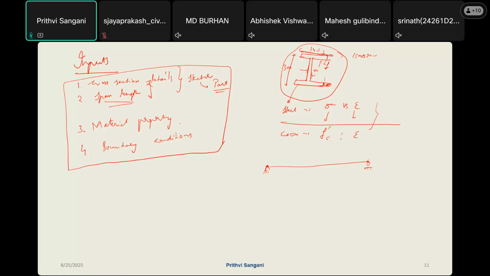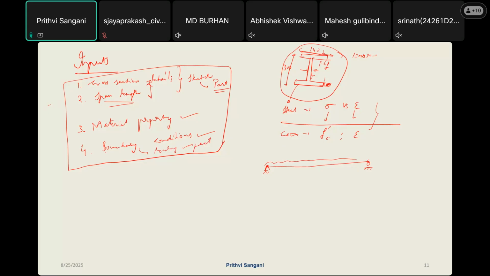First thing, what are the cross section details? What is the span length? Second one is, what are the material properties? And fourth one is, what are the boundary conditions? And obviously, in boundary conditions itself, you'll also get the loading conditions. Usually people think that boundary conditions are different to the loading condition, but loading is also a boundary. You are applying some kind of loads at the boundaries, right? So the loading aspect also comes under the boundary conditions.